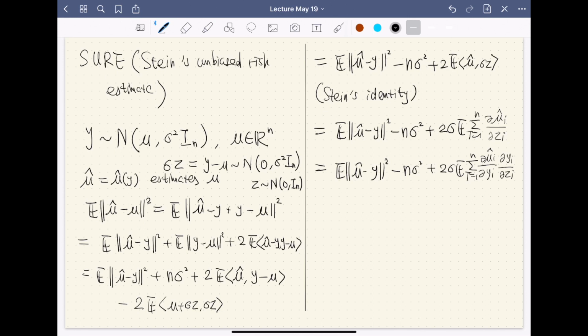So what's the partial derivative of y with respect to z? Well, here's the formula, right? y equals mu plus sigma z. Therefore the partial derivative is going to contribute another sigma. Minus n sigma squared plus 2 sigma squared times the expected value of the sum of the partial derivatives.